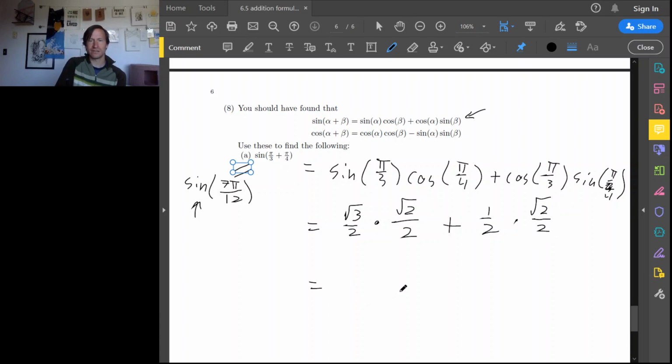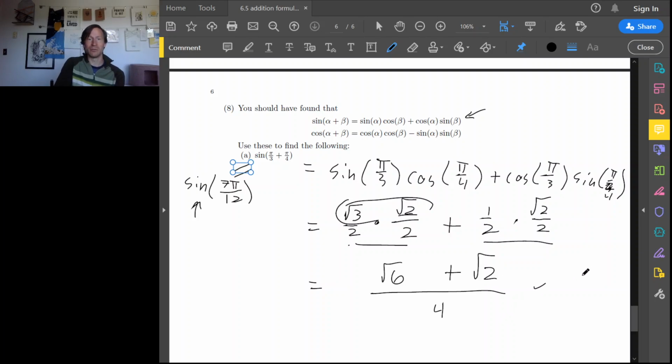And so let's see, both of these terms have 4 as their denominator, so we can put this all over 4. And it looks like we're going to get square root of 6 from these first two plus square root of 2. So there we go. There's a new exact value of sine. Sine of 7 pi over 12 is exactly root 6 plus root 2 over 4.